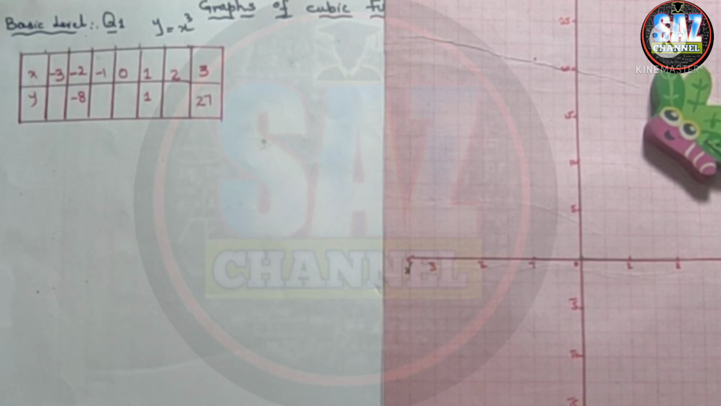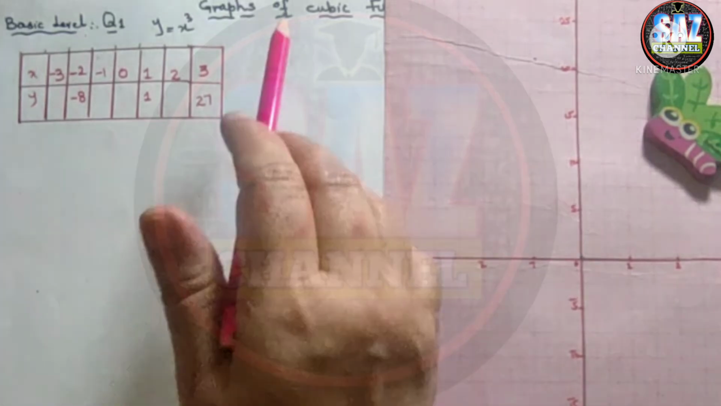This is my first lesson of D3 chapter number 7, exercise 7a, that is about the graphs of functions. In this lesson, we'll be discussing how to draw the graph of the cubic function. Before going to the lesson, it's really important to understand what a cubic function is.